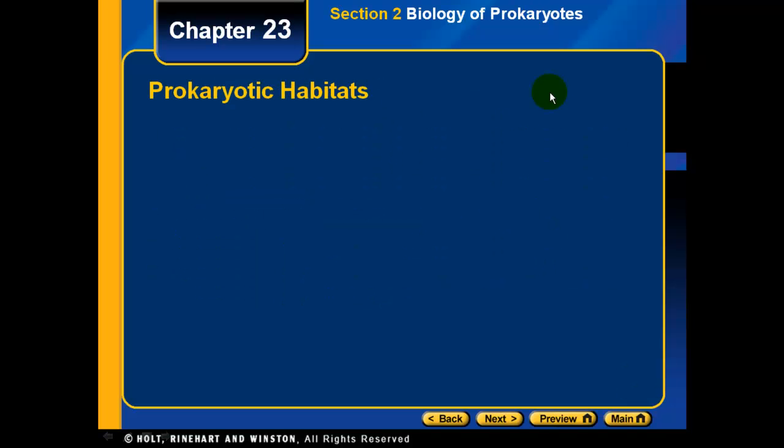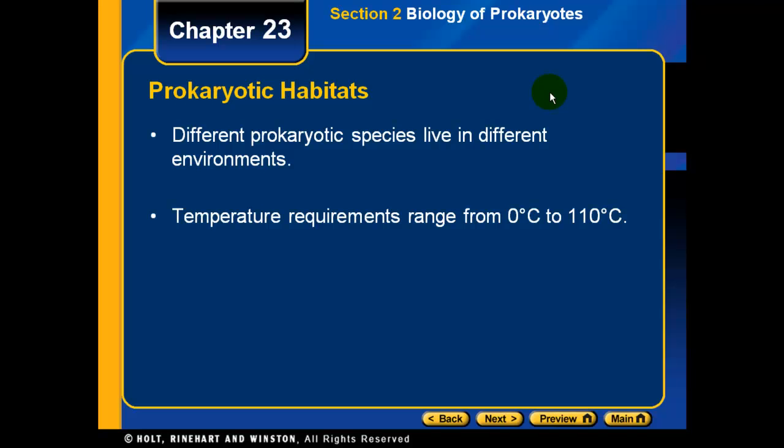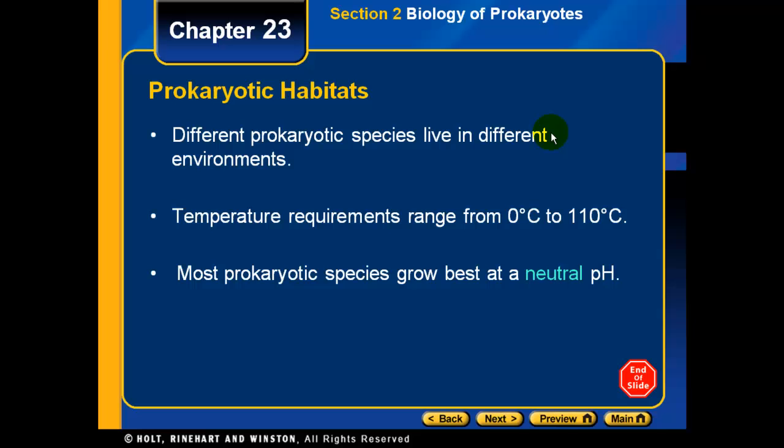Another concept we want to go through is their habitat. Where are they found? Bacteria live in different environments, which we saw with the archaea. Especially temperature requirements, they range from 0 degrees to 110 degrees, depending on the species. And same thing for pH. They mostly grow best at a neutral pH of 7, but there are exceptions, obviously, with the thermoacidophiles.